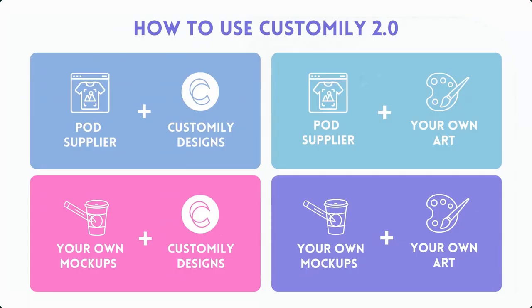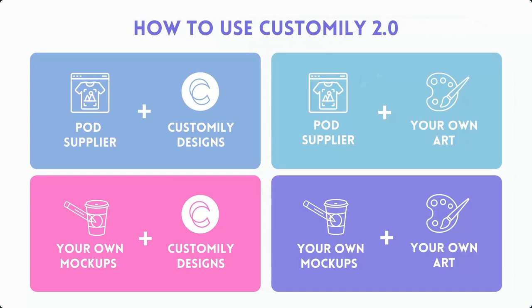So let's say we can take four different roads when using Customily 2.0. You can work with a print-on-demand provider who has its own product catalog and add a design from the Customily library to it. This is the fastest path and the one that allows you to have published products ready to sell in minutes. You can work with a print-on-demand provider but choose to add your own designs to their products. In this case, you will have to populate your design library before being able to publish products in your store.